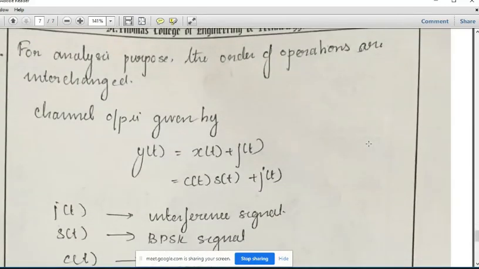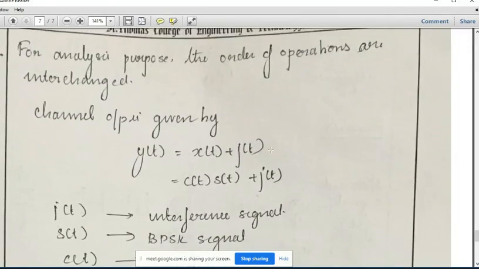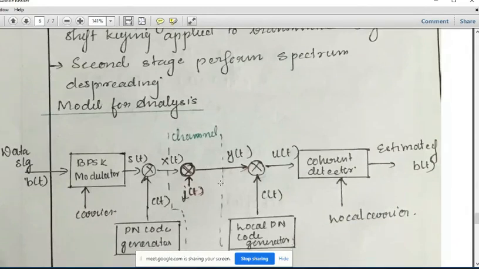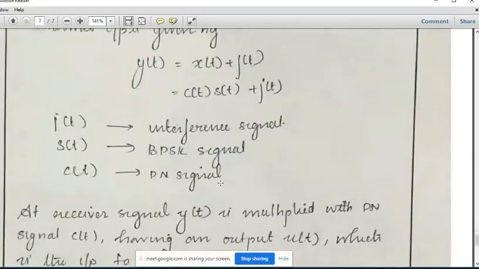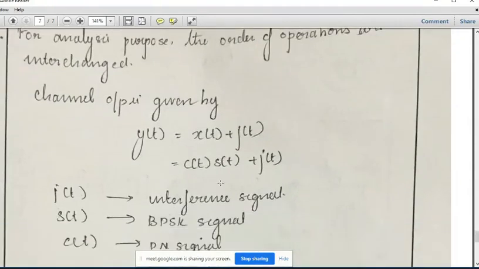Channel output is now given by Y of T, which is nothing but X of T plus J of T. Sorry, here it is not a product modulator, here it is an adder. X of T plus J of T. Here it's an adder. So Y of T is nothing but X of T plus J of T. For analysis purposes, the order of the operations is interchanged, and the channel output is now given by Y of T, nothing but X of T plus J of T.